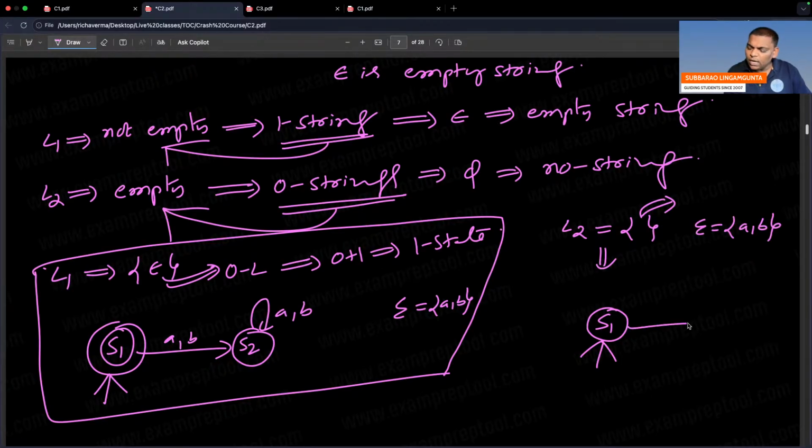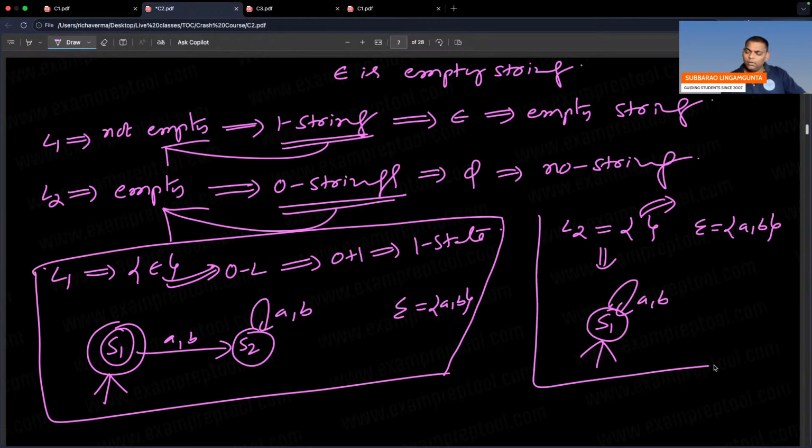Suppose for L2 also someone mentions sigma is A comma B. Then what you do is on S1, A comma B, go to S2. But anyhow, S1, right? No final state. If you go to itself also, no issue. Now, if you check, there is no final state, so nothing will accept. Nothing will accept means empty language.